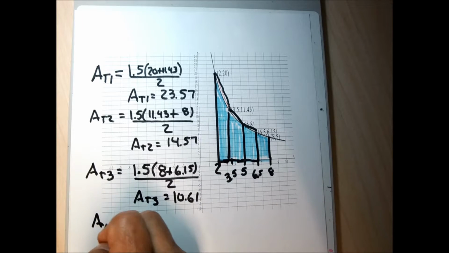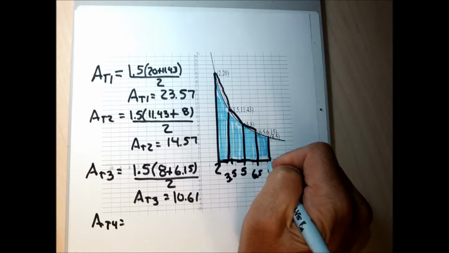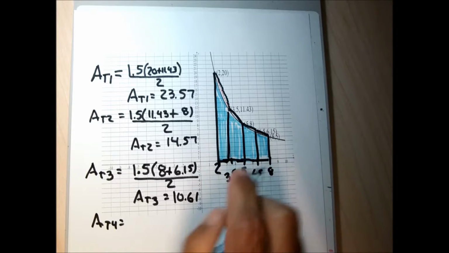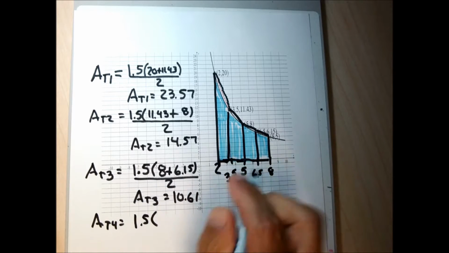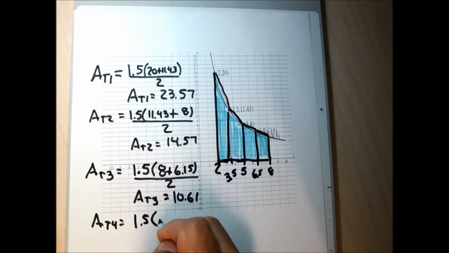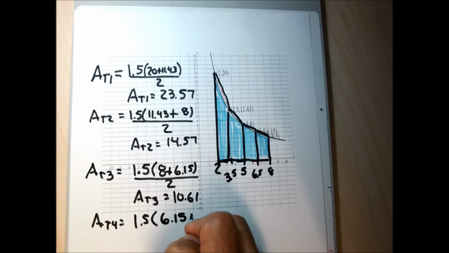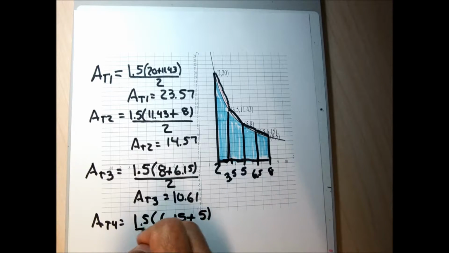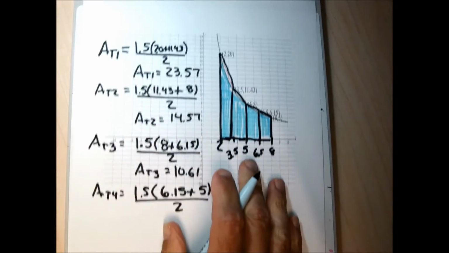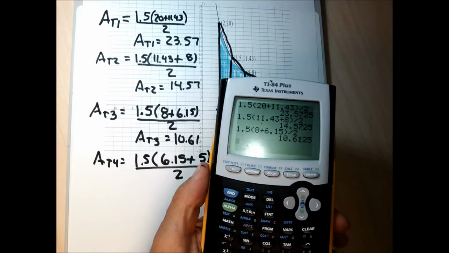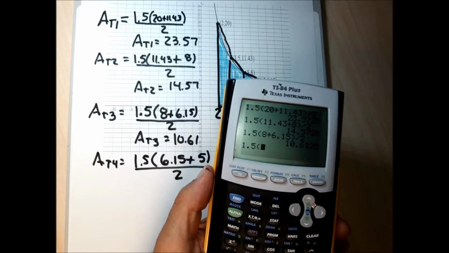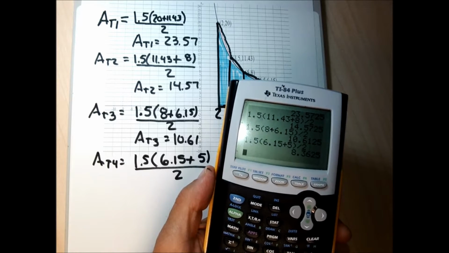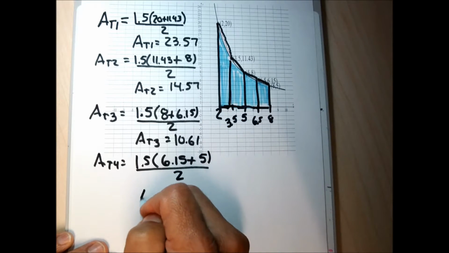And then the area of trapezoid 4. Trapezoid 4 is this one. Its height is this 1.5. Its base 1 is that y-coordinate, which is 6.15. Its base 2 is that y-coordinate, which is 5. All divided by 2. Again, I'll use my calculator to do this for me. 1.5 times 6.15 plus 5 divided by 2 is 8.36, again rounded.